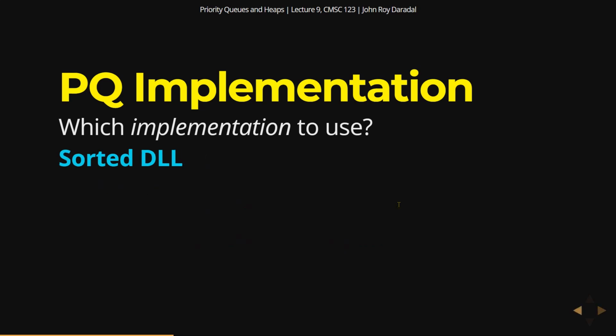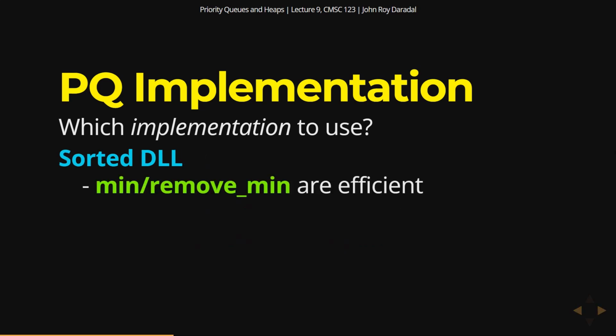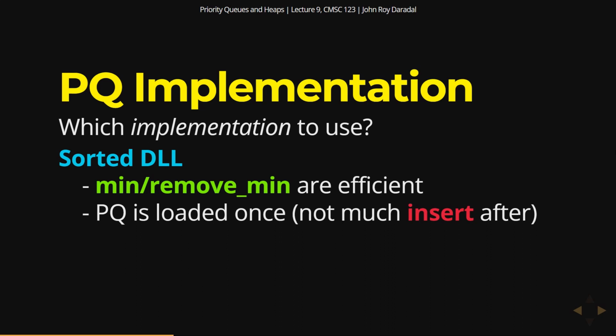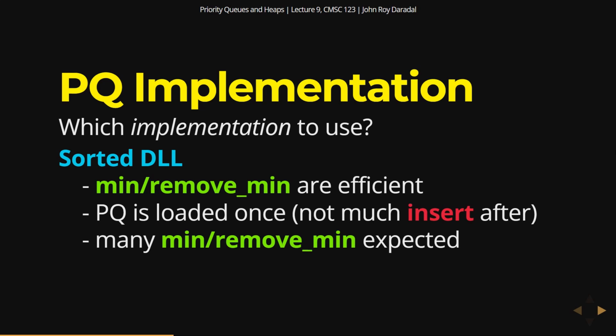On the other hand, for sorted DLL, the strength is in min and remove min, so they're efficient. You use this when the priority queue is loaded once. You already have all of the entries at the start, so you insert them all at once, and then there's not much insert after, and you're expecting a lot of min and remove min operations.